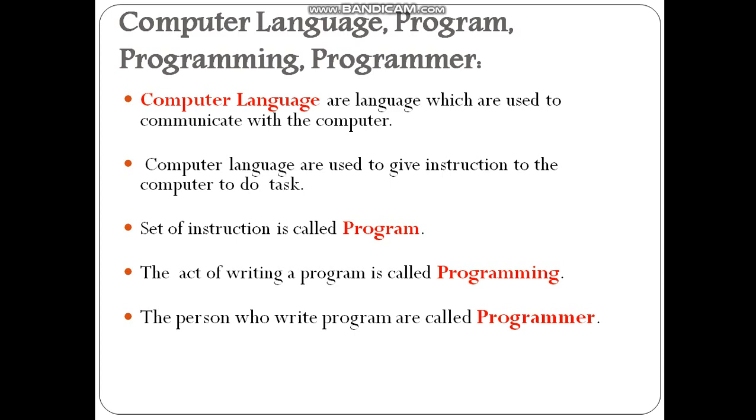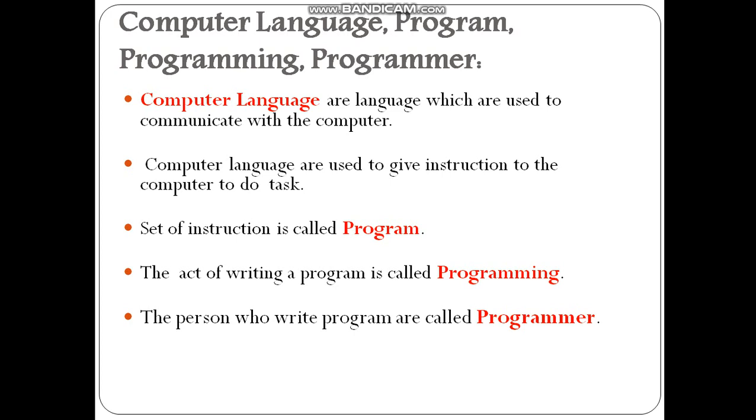Okay, now computer languages are used to give instructions, and we can also term the word instruction as commands, to do a task. Now if you want to do a task or any function, one command will not be sufficient. It should be a group of commands. So this group of commands is known as a program. Okay. Now what is programming? The act of writing a program is known as programming.